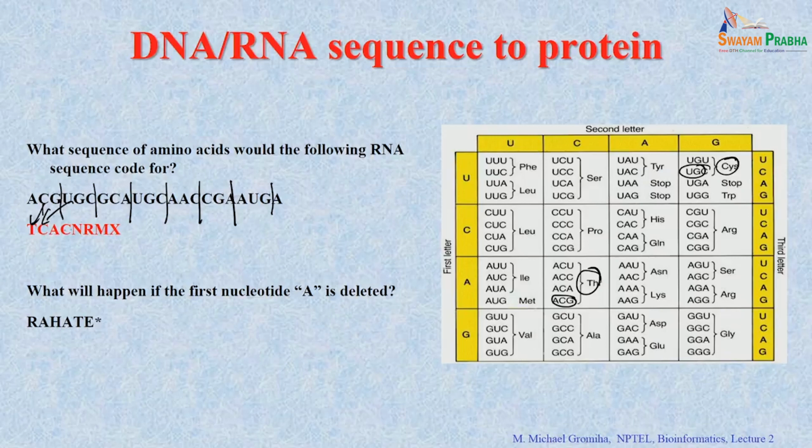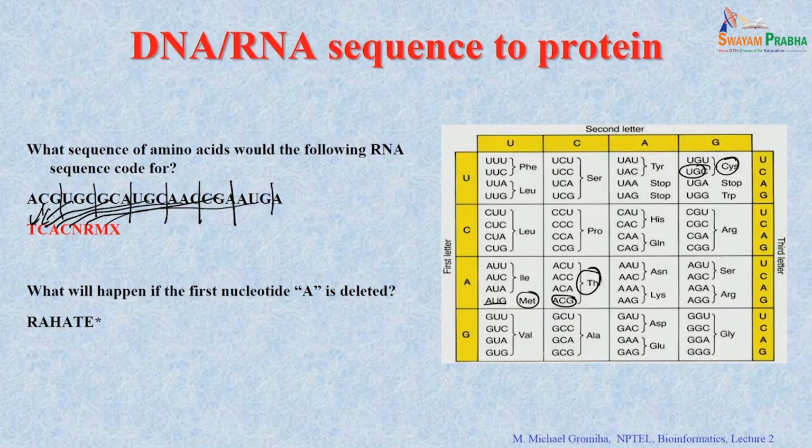So, you can put cysteine. Then GCA is for alanine and again UGC for cysteine, and AAC is for asparagine, CGU is for arginine, and AUG is for methionine. Now there is the end, so they put an X.